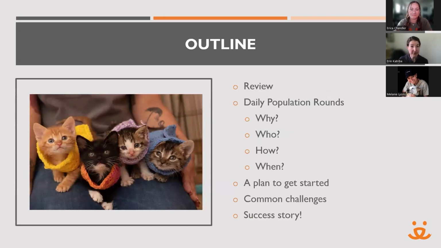This is our outline for today. So we'll do a super quick review just of what was talked about in the first couple of weeks, and then we'll dive into the why, the who, the how, the when, all of the nitty-gritty of daily population rounds. And as I mentioned, we'll set you up with a plan to get started. We'll address some of the common challenges, things we hear from shelters that have tried to get rounds going and they're just not successful. So how do we address some of those obstacles? And then I'll share a success story with you.